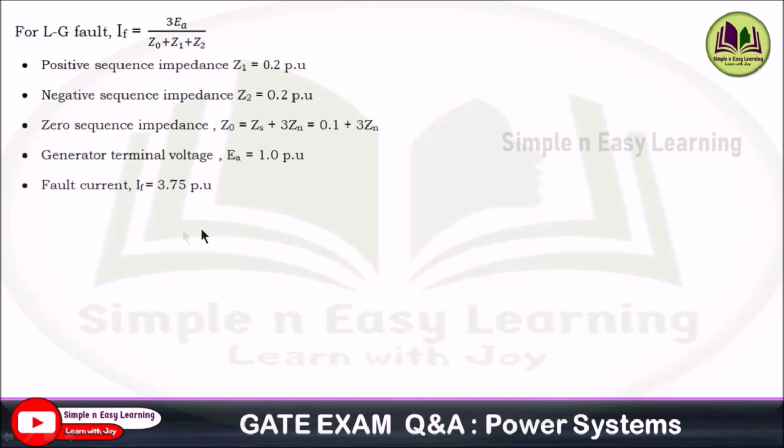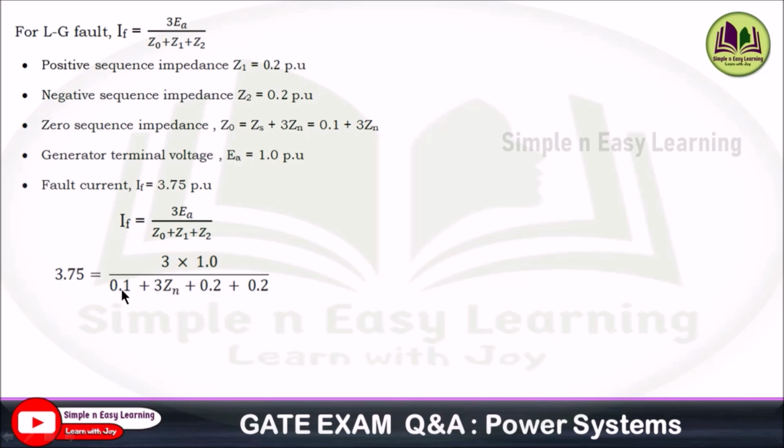So these are the given data: Z1, Z2 and Z0, Zs plus 3 into Zn. So Zs is 0.1 plus 3 into Zn. This Zn is what we are going to find. IF equals 3EA divided by Z0 plus Z1 plus Z2, and we know this IF value, 3.75. 3 into EA is the generator terminal voltage 1.0, and this Z0 is 0.1 plus 3 Zn, plus Z1 is 0.2, Z2 is 0.2. So the only unknown is Zn.